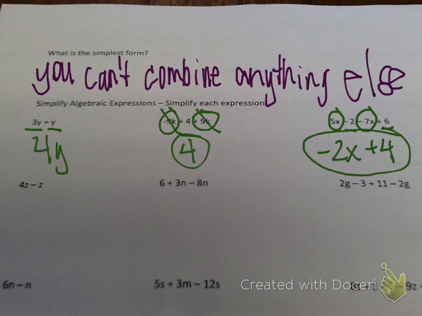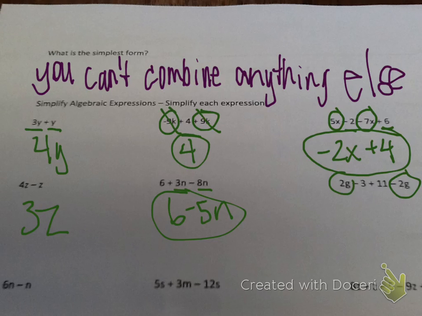4z minus 1z would be 3z. Here I can combine 3n minus 8n, which means negative 5n, and the 6 can stay. There's nothing to combine it with, so I just keep it. On this one, negative 2g and positive 2g cancel each other out, and then all I have left is negative 3 plus 11, which is 8.